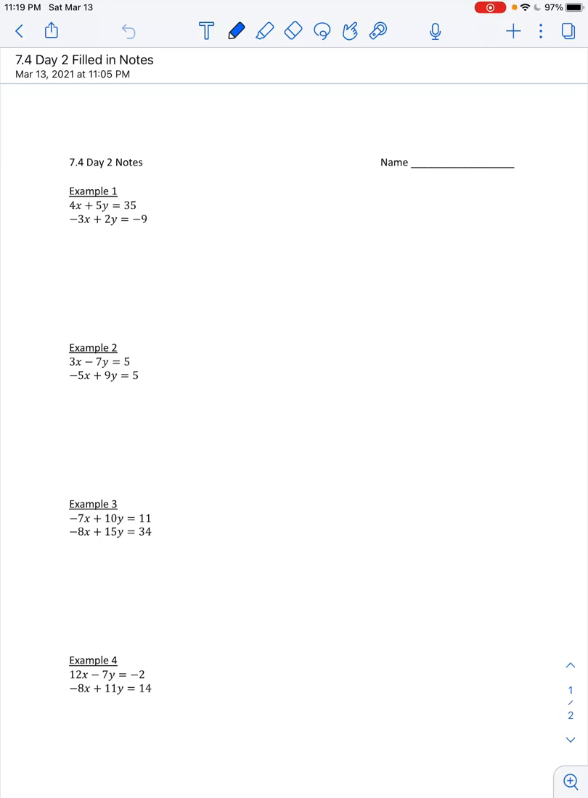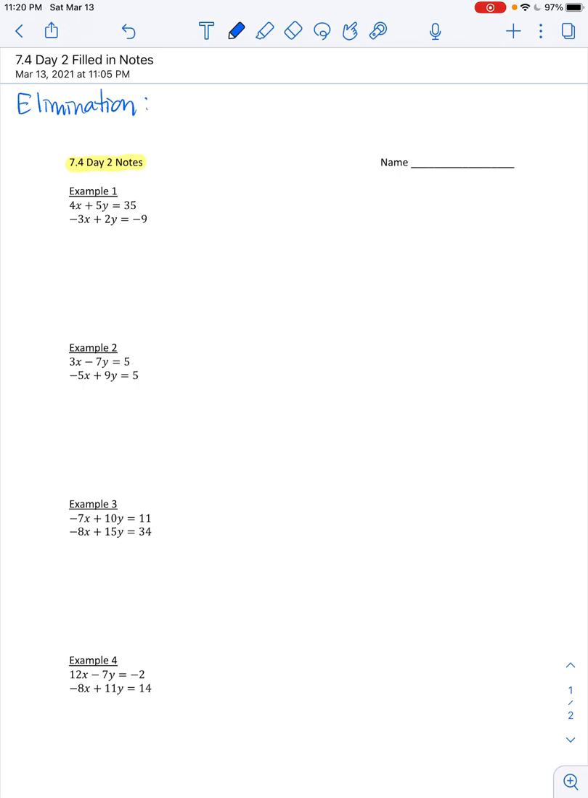Hello, friends. We are back again, and we're just going to continue with some more elimination, except we are taking it up to even the next level. This one's going to really challenge your brain. You're going to have to utilize what you learned in 7.3 and in 7.4 day one, because you'll ultimately still be doing elimination.